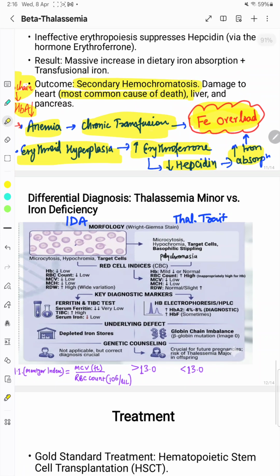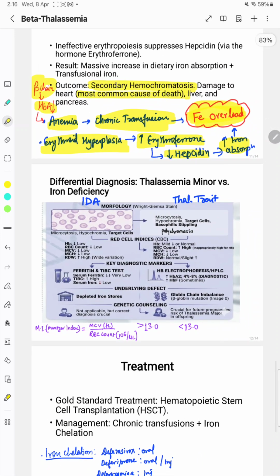iron overload. This iron overload is known as secondary hemochromatosis, and this secondary hemochromatosis causes damage to the heart, which is the most common cause of death in beta thalassemia. This secondary hemochromatosis may involve the liver and pancreas.